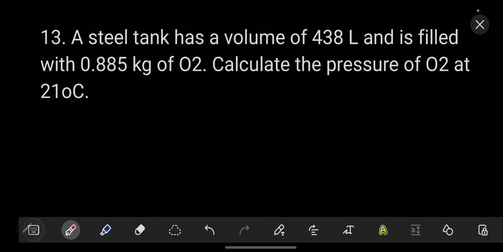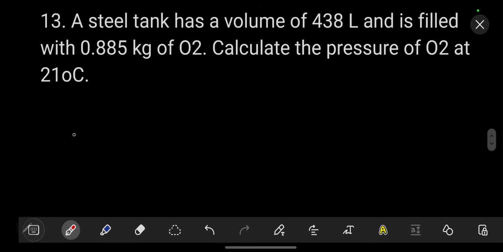Question 13. A steel tank has a volume of 438 liters and is filled with 0.885 kg of oxygen. Calculate the pressure of oxygen at 21 degrees Celsius. So we are going to do our calculation. From the ideal gas law, pressure should be equal to nRT over our volume.